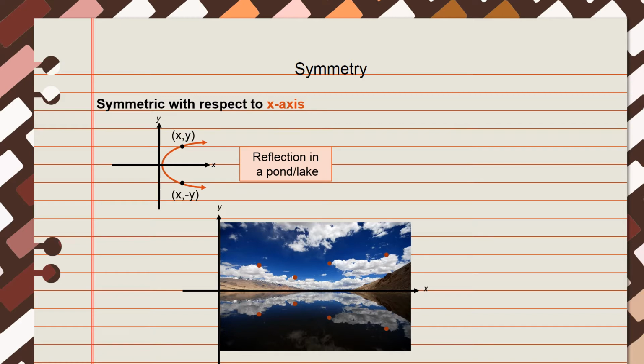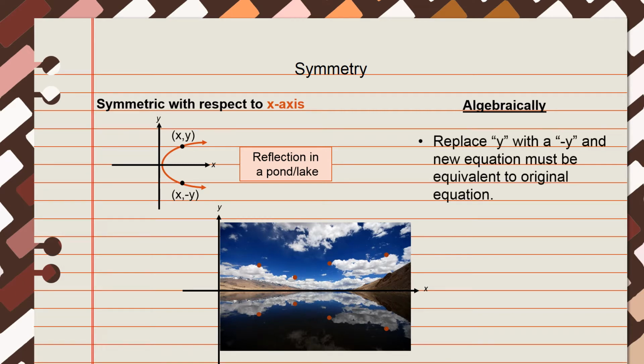But what if we don't have a picture? How do we do this algebraically? To do it algebraically, we simply replace y with a negative y, and the new equation must be equivalent to the original.